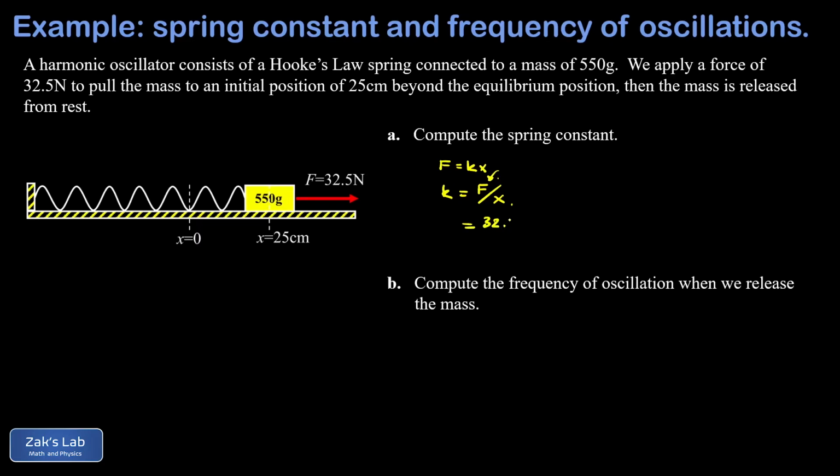So that's 32.5 newtons. Our stretch distance was 25 centimeters. We convert that to meters. And when we run the numbers on this, we get 130 newtons per meter for the spring constant.